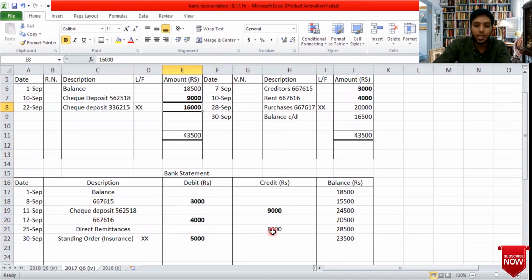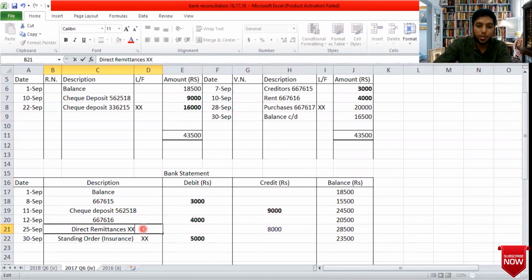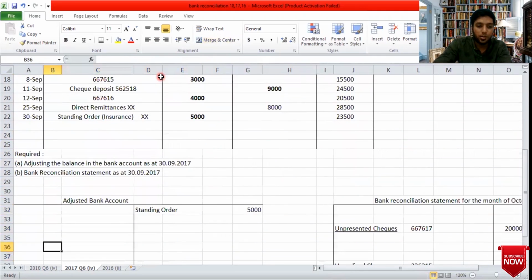Done. Now I'm going to see this 8,000 on the credit side of my bank statement. I'm seeing that on the debit side this 8,000 is not there, so this is also a cross. It should be on the debit side of the cash book, but it's not there on the debit side. So on the adjusted cash book, I'll write here direct remittances 8,000.